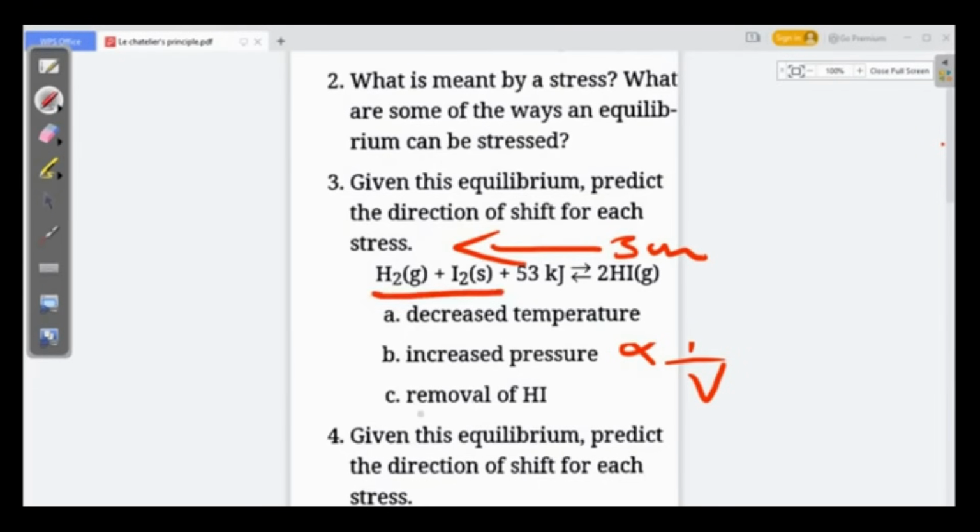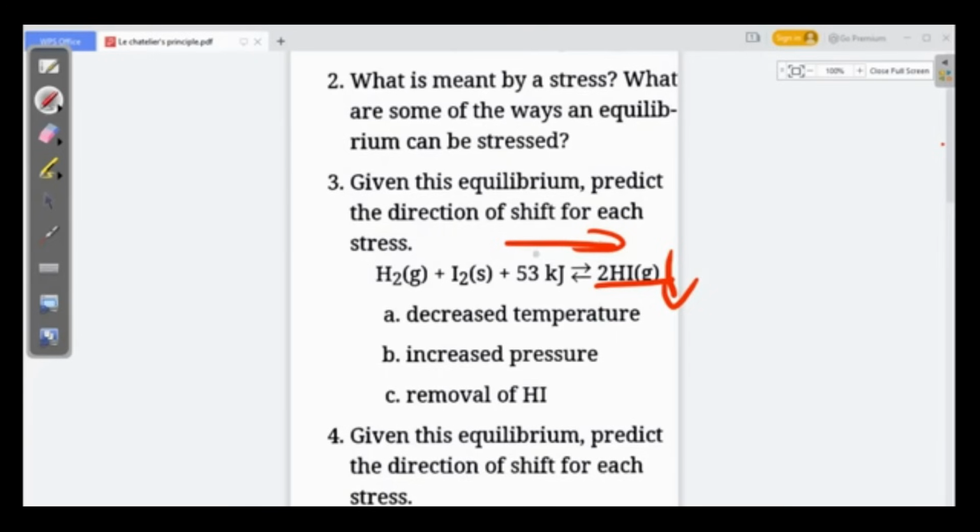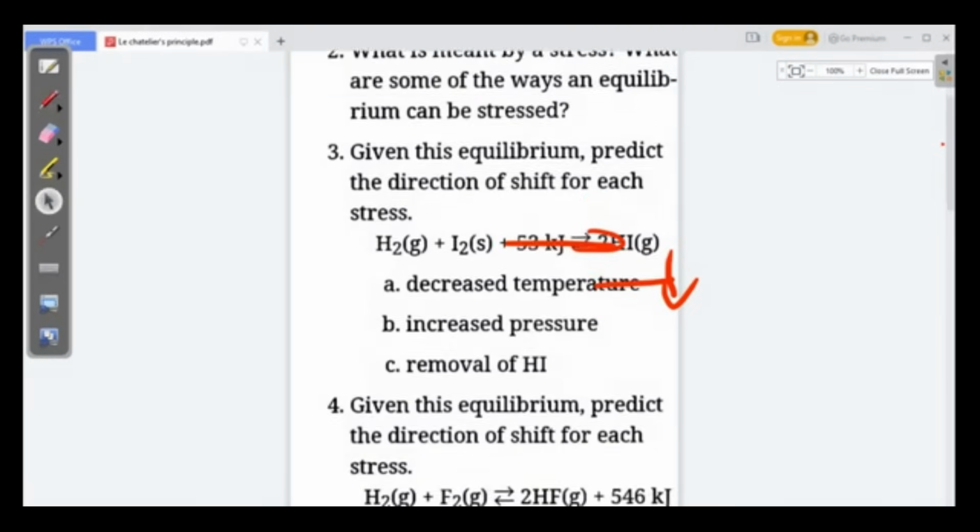Okay. And then if we go to see removal of HI, so that is a reduction in the concentration of what? Of our product in the forward reaction. So if we reduce it, reducing the concentration is going to favor the forward reaction so that we can reproduce it, because what we are saying is a reaction is acting in a way to relieve the stress that has been applied to the equilibrium.